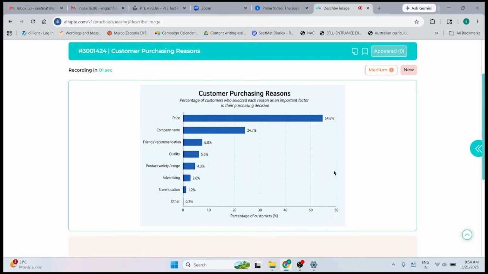All right, let's start. The bar graph gives information about customer purchasing reasons, the percentage of customers who selected each reason as an important factor in their purchasing decision. The x-axis represents the percentage of customers starting from value 0 to 50. The y-axis represents the various purchasing reasons such as price, company name, friends recommendation, and so on. From the image, it is revealed that price remains to be the highest reason, with 54.6% to be the reason why customer is purchasing, and the least reason would be other with less than 10%. In conclusion, this bar graph gives information about customers' purchasing reasons.